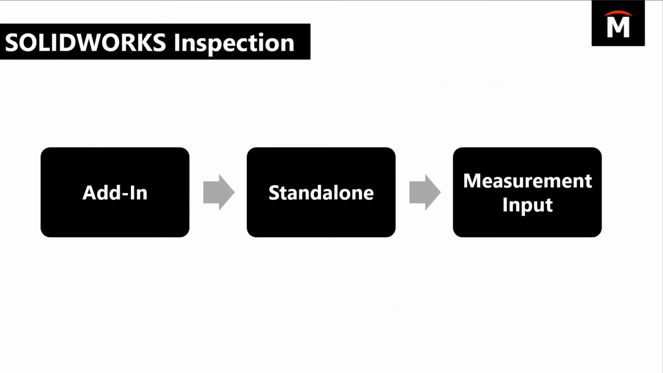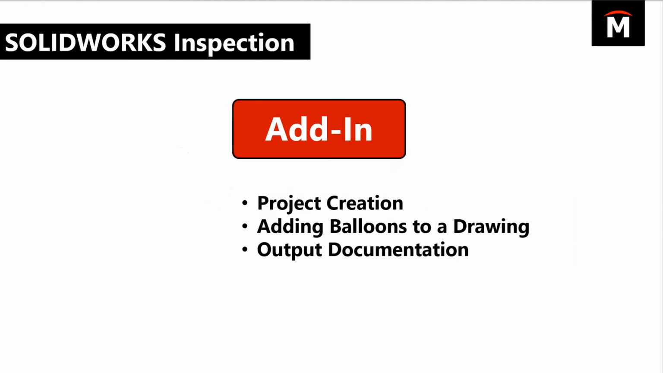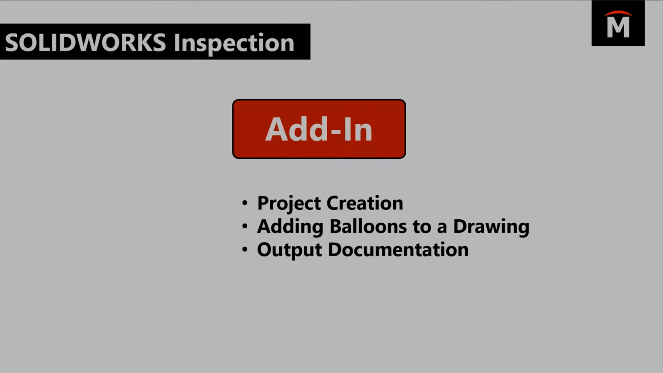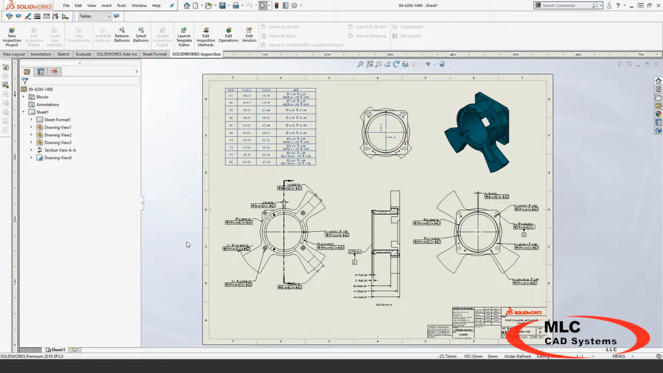So I'm going to cover the add-in first, take a look at that functionality. I'm going to show you the standalone so you can see and compare the difference between the two, and then also briefly talk about the measurement input options toward the end. So with the add-in, I'm going to cover the project creation, how to automatically add balloons to the drawing, and then output that documentation. So if I jump into SOLIDWORKS, I have opened a regular SOLIDWORKS drawing.